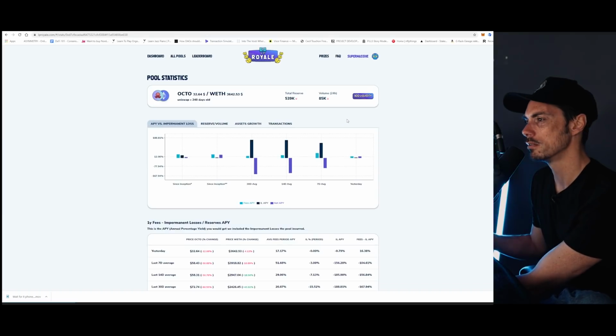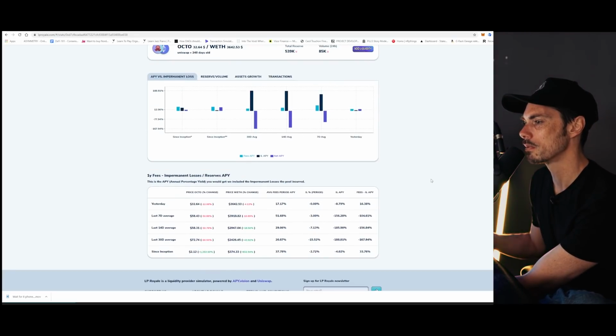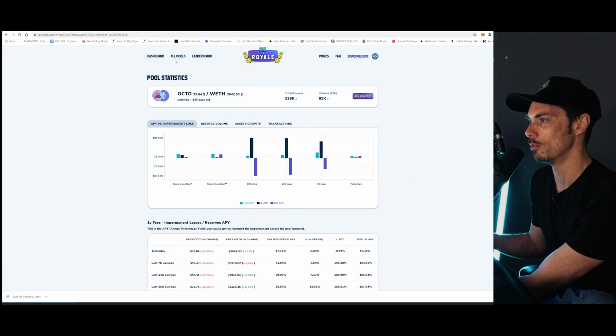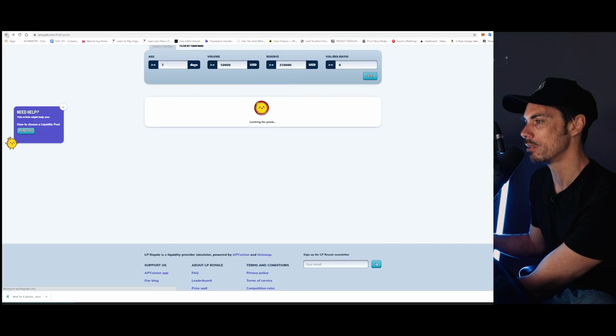What is Octo? No idea. It's 248 days old. It's on Uniswap. To be honest with you, in real life, I would not touch this with a barge pole. And if we look at the fees and IL APY, you're losing 100% on this thing over the last 7 days. It just looks like the most toxic thing in the world. Wouldn't touch it with a barge pole.